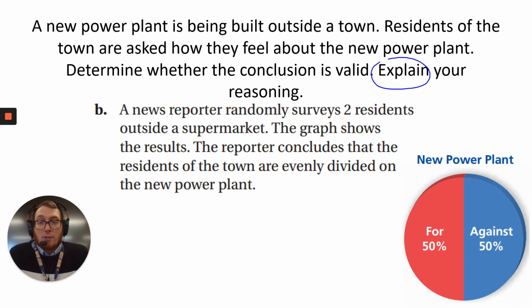The next one says a news reporter surveys 2 random people outside a supermarket. The graph shows the results. The reporter concludes that the town is evenly divided. The most obvious issue with this is you only asked 2 people. Now, I'm not saying that there's a set number of people that you should ask a question to, but 2 is too small. So we want a higher sample size, more people that we're asking the question to. Some people would say outside the supermarket is also an issue.